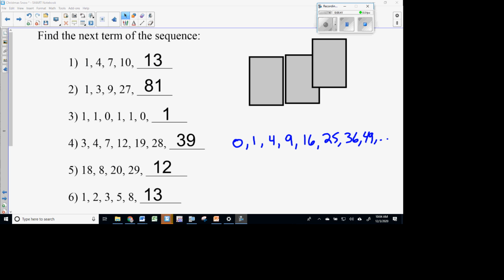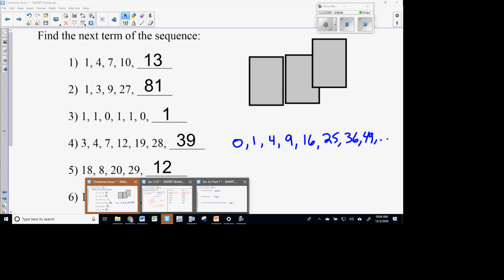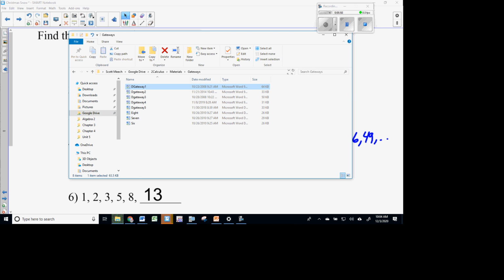So, okay. All right. So what we're looking at here are sequences. I need to open this up.